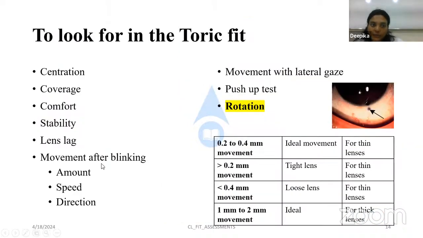To look for a toric fit, again, centration, coverage, comfort, and stability are seen along with lens lag. Movement after blinking, amount, speed, and direction is seen. Movement with lateral gaze is seen. Then the push-up test is done along with the rotation, which is the only extra point added in the toric fit.